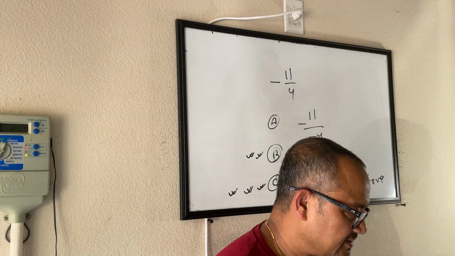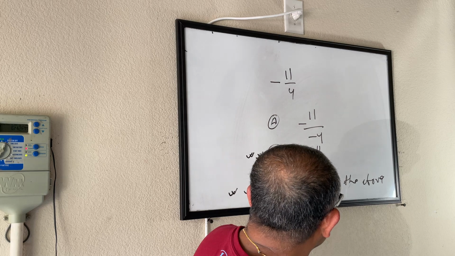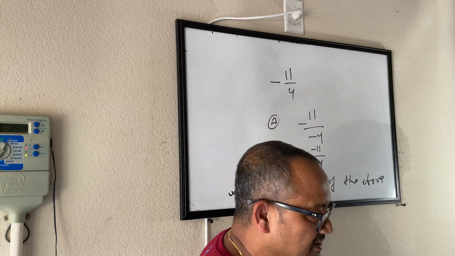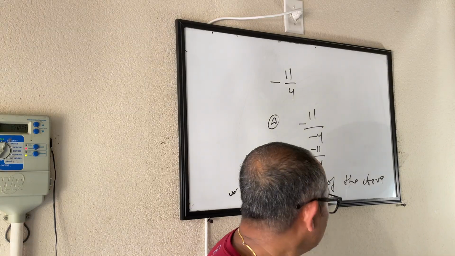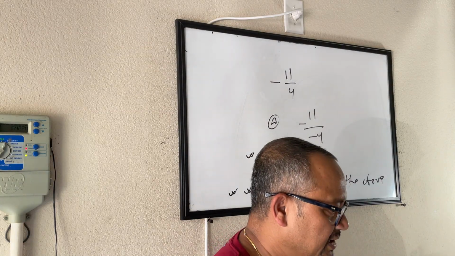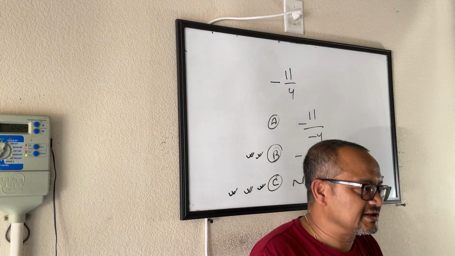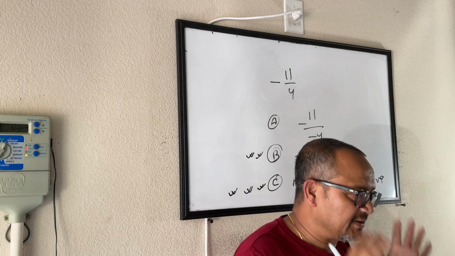Because since you're dividing negative 11 by negative 4, it's the same sign, so it already becomes positive. You have another negative sign, making the positive 11 over 4 negative. Okay. Now the only child in the class is Saira. So Saira, tell me why you think this is the right answer. Tell me what went in your mind.